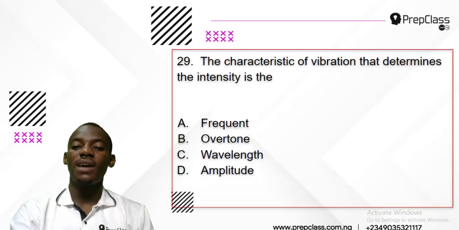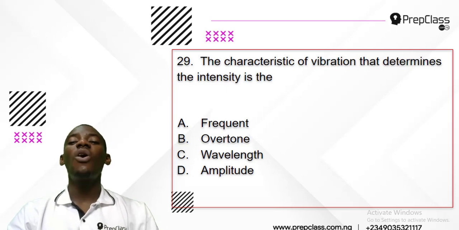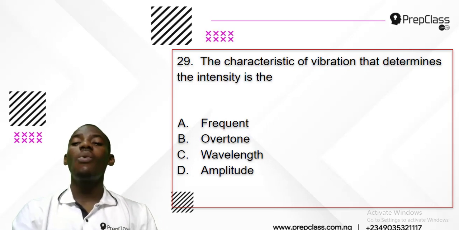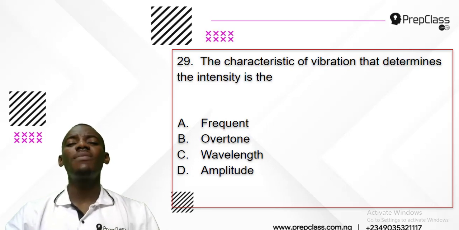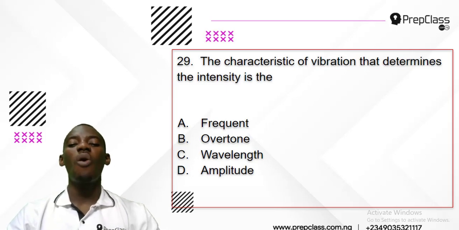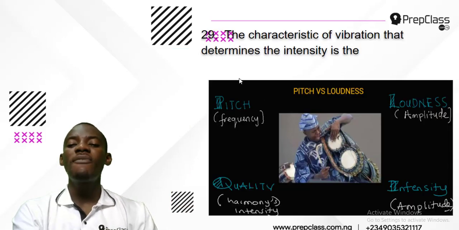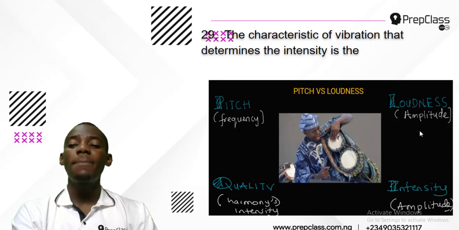Number 29 says the characteristic of vibration that determines the intensity is the what? Now, what affects the intensity of vibration? Is it frequency, overtone, wavelength, or amplitude? This is under sound waves also. Intensity is one of the characteristics of sound waves. We learned before that pitch is affected by frequency, right? But loudness is by amplitude, and also intensity of sound is by amplitude.